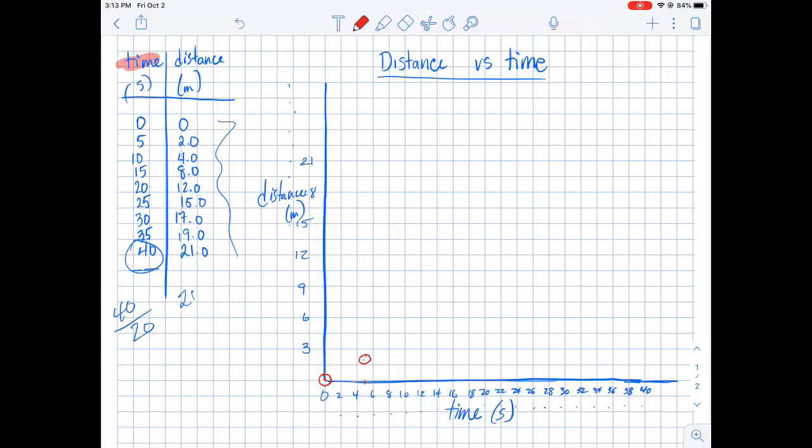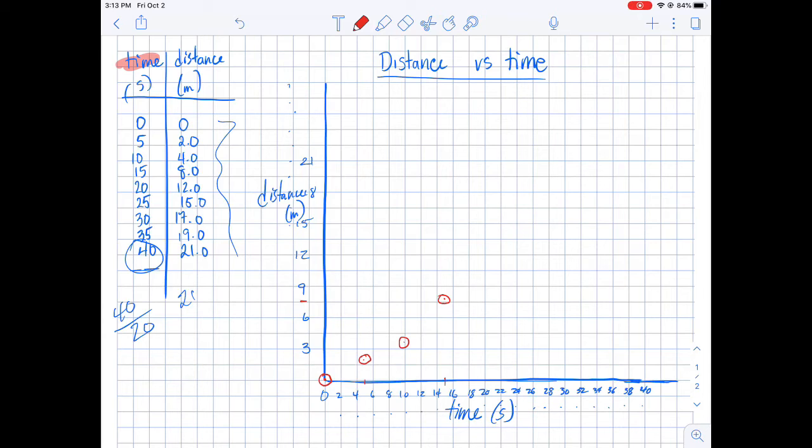And then we have 15 seconds, which is halfway through here. At 15 seconds, there's 8 meters of distance. So halfway between here would be 7.5, so it'll be a little bit higher than that one. So I'm going to put it about here.